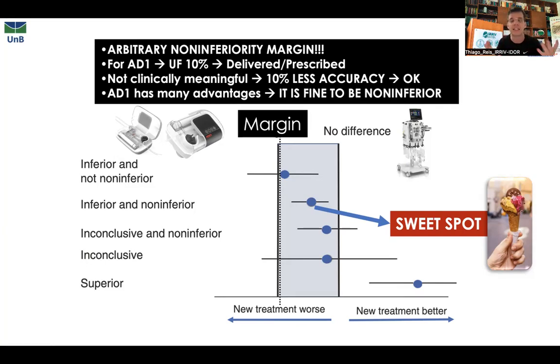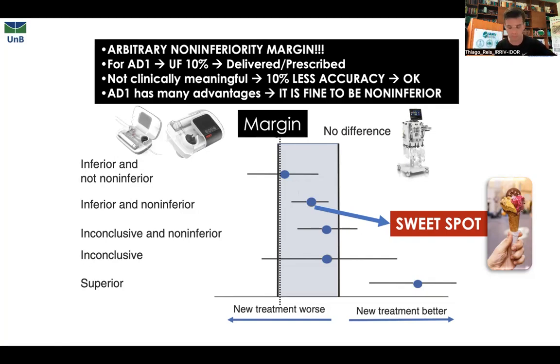This would not be clinically significant if your ultrafiltration is 1,000 mL or 1,050 mL. So we created this margin. It's an arbitrary margin, which was 10%. We justified this margin because we think it's not clinically significant. And if we have the results of AD1 here, excellent. AD1 is worse. I know that from the beginning, but it's an acceptable worse. So this is the concept of non-inferiority.